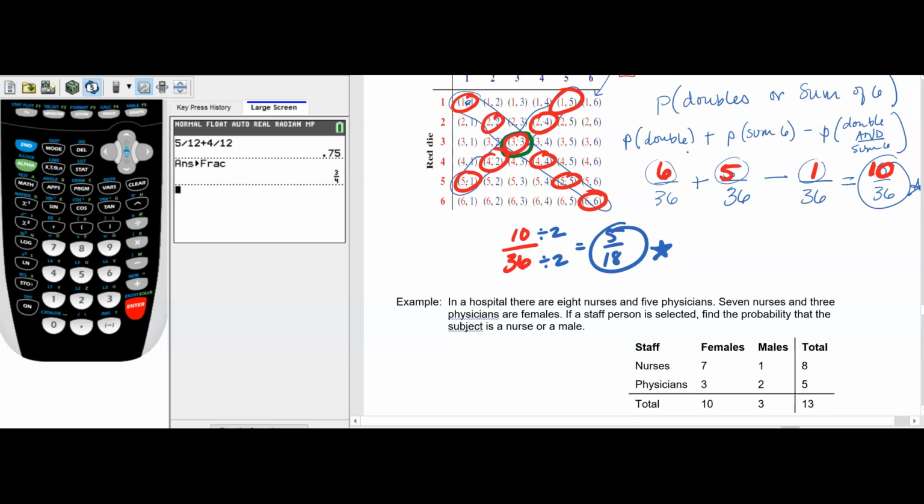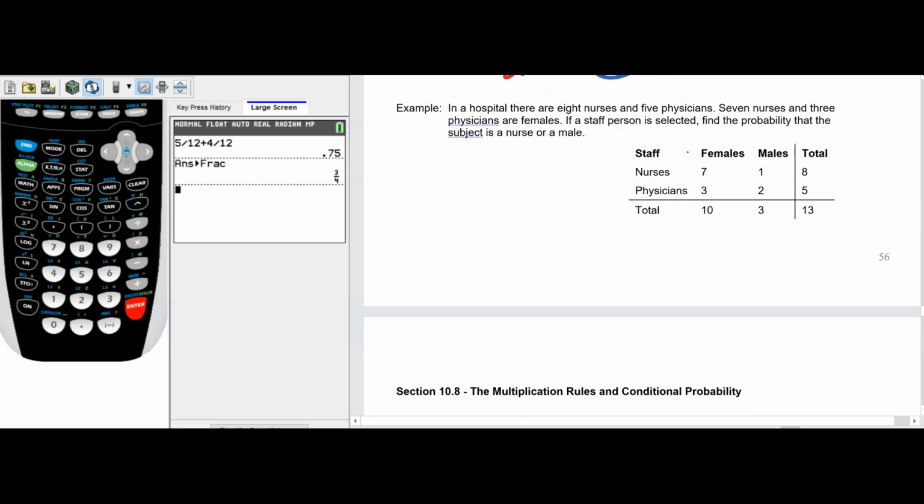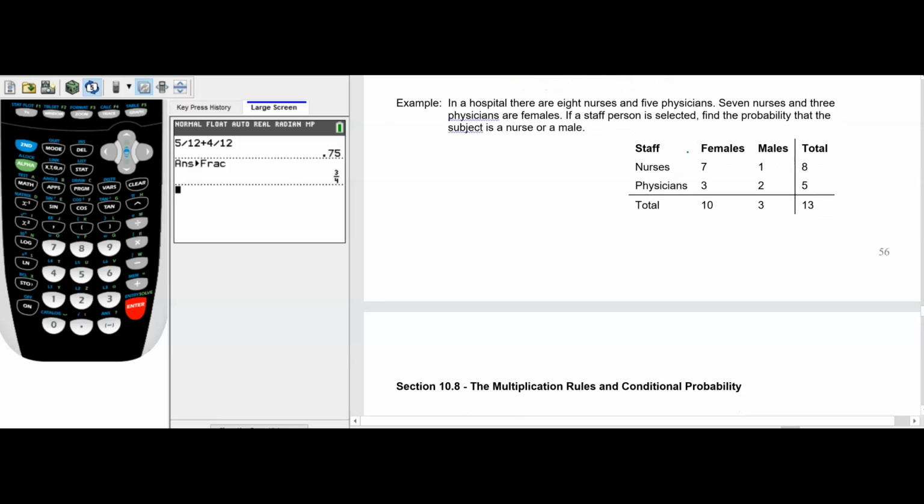All right, let's look at the next example. There are quite a few questions in the homework where you have a chart like this. It says in the hospital, there are 8 nurses, 5 physicians, and it goes through all the different numbers of each. Let me jump to the question. If a staff person is selected, find the probability that the subject is a nurse or a male.